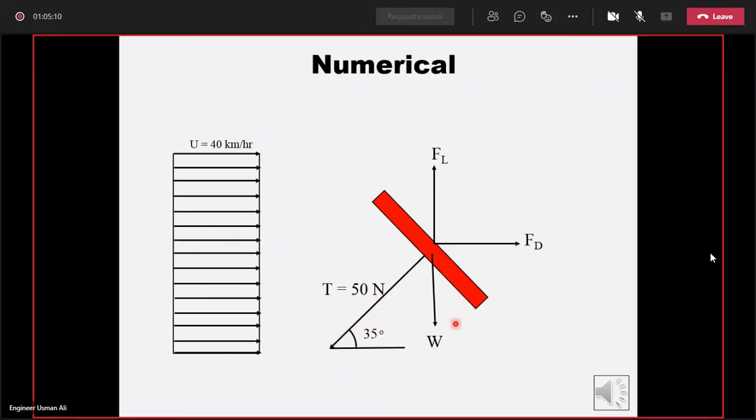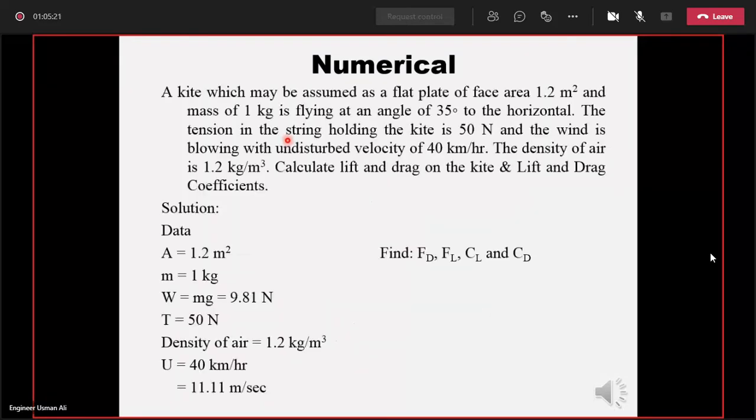It has W as the weight downward, and the two forces which are acting on it, FD the drag force and the lift force FL, and the wind velocity is 40 km per hour. The tension in the string holding the kite is 50 Newton and the wind is blowing with an undisturbed velocity of 40 km per hour. The density of air is 1.2 kg per cubic meter.